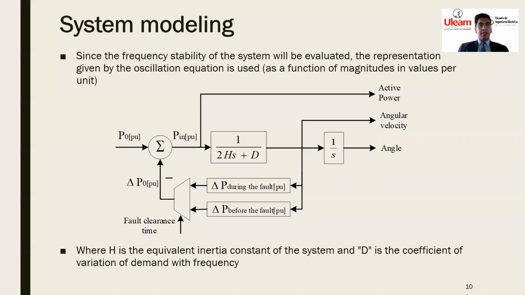System modeling. Since the frequency stability of the system will be evaluated, the representation given by the oscillation equation is used. It needs to be mentioned that for this case of analysis, a function of magnitudes in per unit values is used. It can be seen in the present picture, where H is the equivalent inertia constant of the system, and D is the coefficient of variation of the demand with frequency.